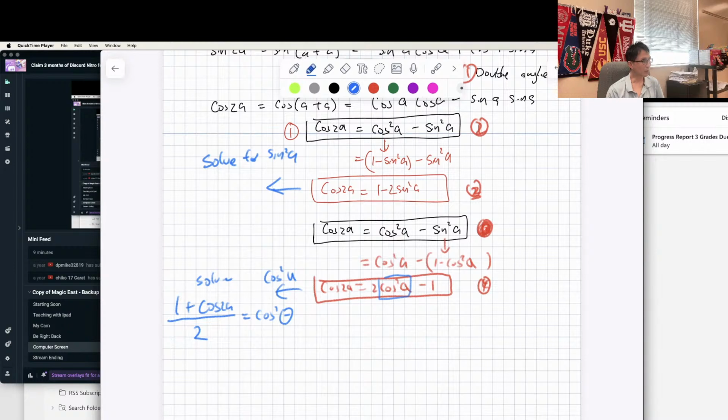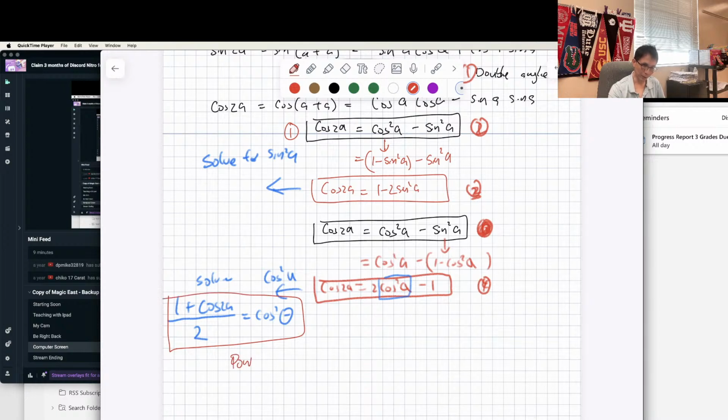Does that make sense? Do you see this? I move this to the other side, becomes 1 plus, and now divide both sides by 2. And it becomes, this is called the power reducing formula. So, power reducing.